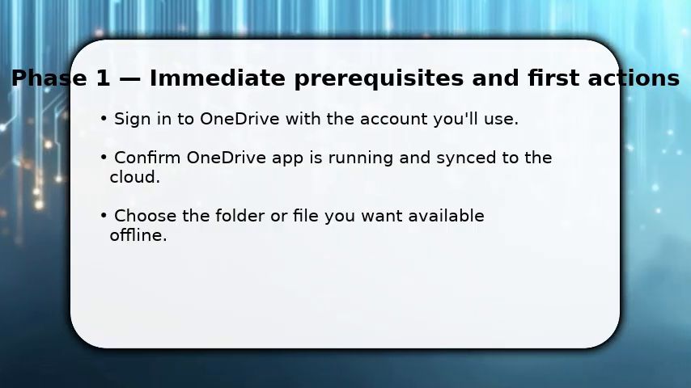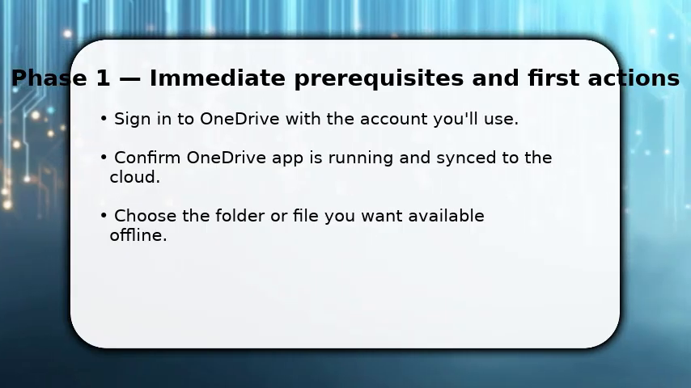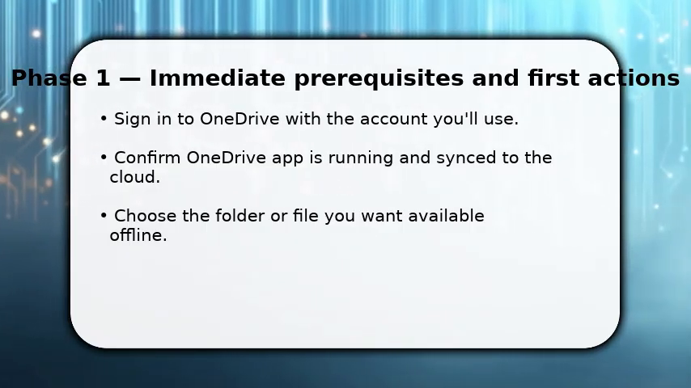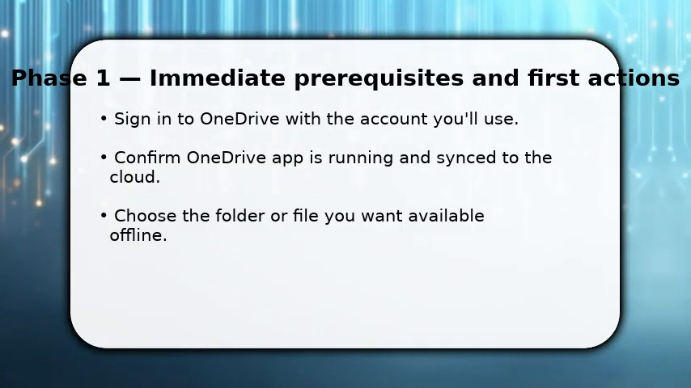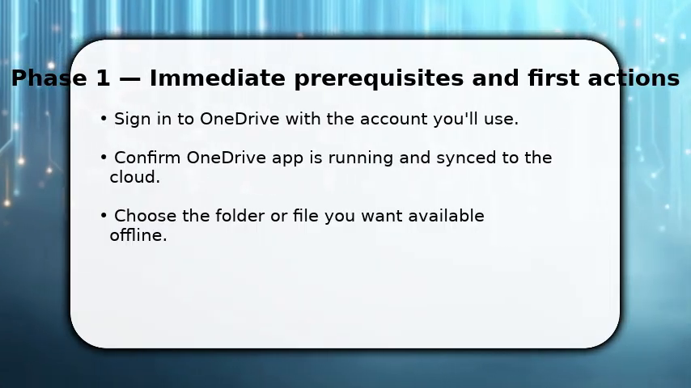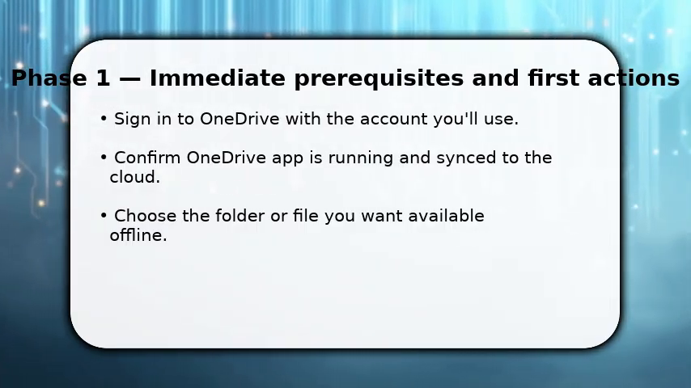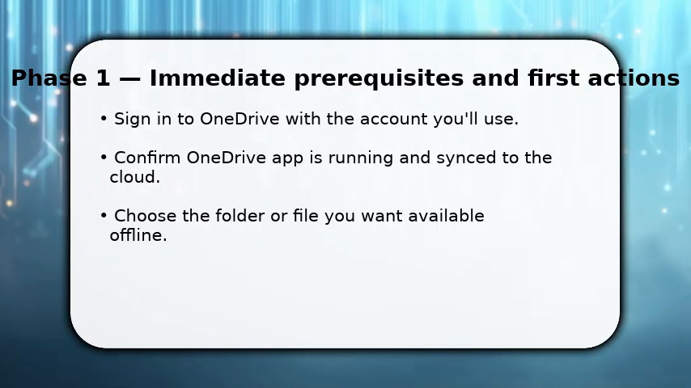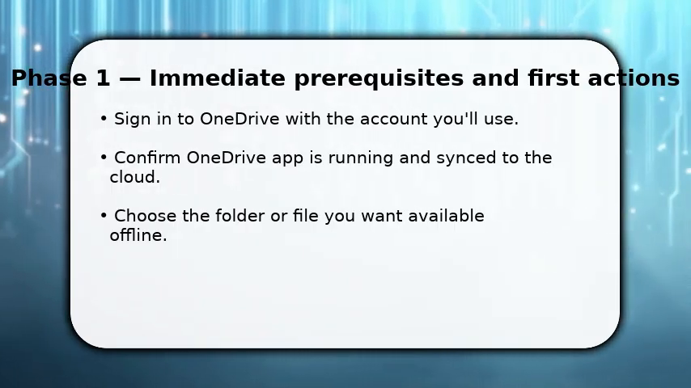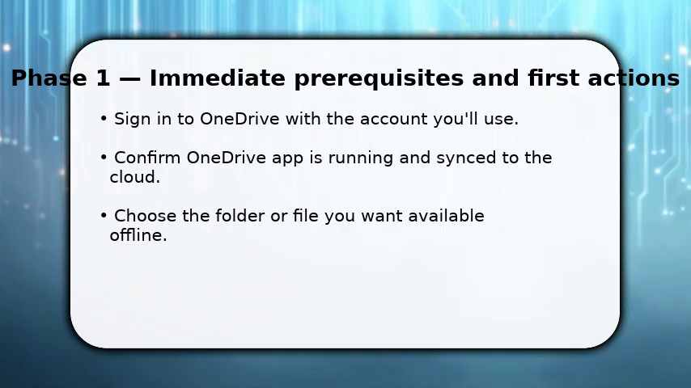You begin by opening OneDrive on your device and signing in with the account you'll use. Once signed in, make sure the OneDrive client is running and that recent syncs completed. This prevents conflicts. Now browse to the folder or file you need offline. Select it so the client knows which item to act on.